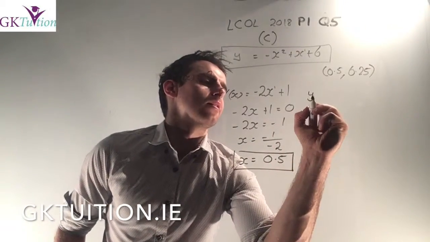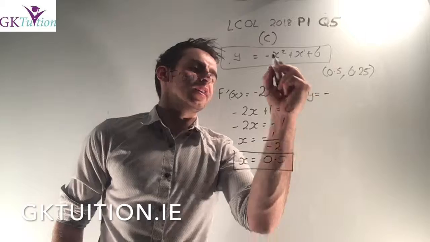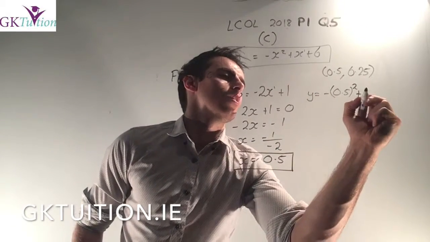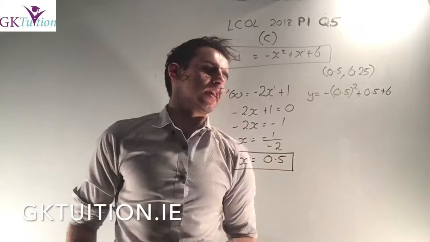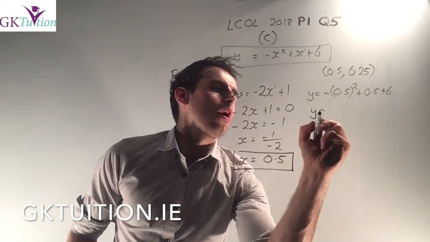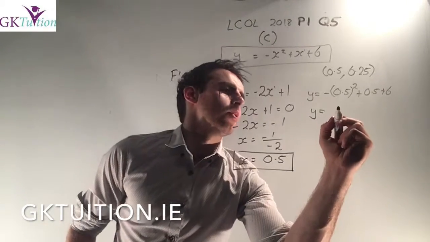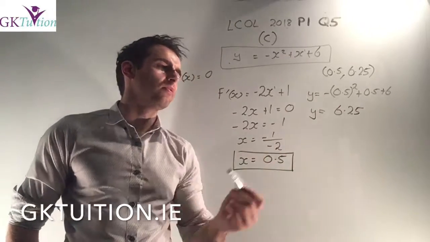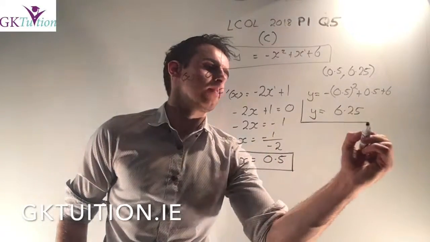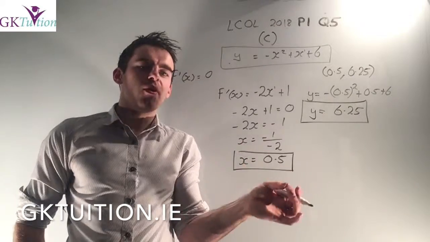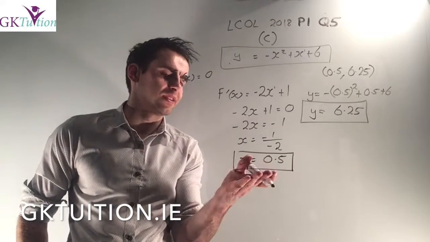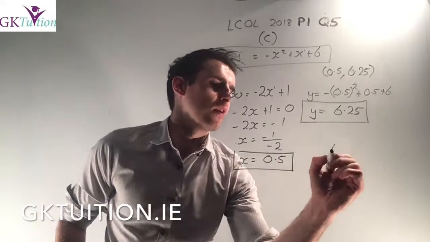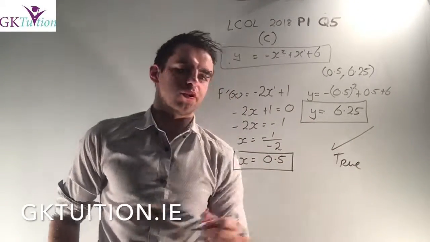So in order to do that, I'm just going to say that y is equal to, instead of an x, I'm going to put in minus 0.5 squared plus 0.5 plus 6. And if you plug all of that into your calculator, the corresponding y value is 6.25. So you know that when x is equal to 0.5, y is equal to 6.25. And happy days, that means now I know that the maximum point exists at the coordinate x equals 0.5 and y is 6.25. So I can just take that and say that it's true.